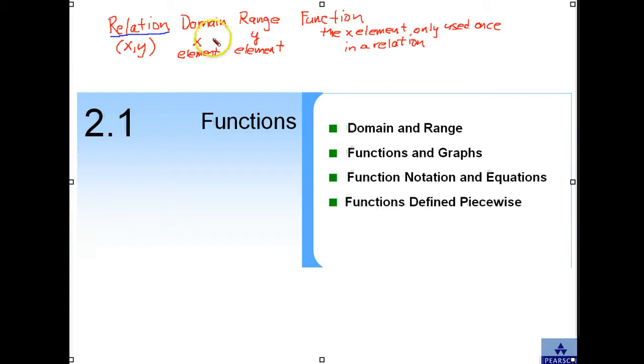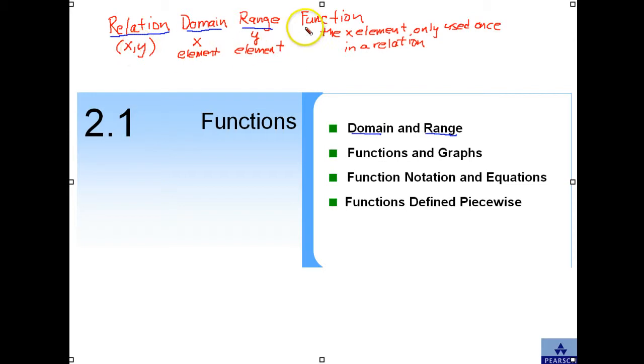Now, we also have, and we see the words right there, domain and range. What domain refers to are the x elements in, let's say, the ordered pair. All of the x elements are the domain. So you're kind of tying in the vocabulary here. Range. Range are the y elements in an ordered pair.